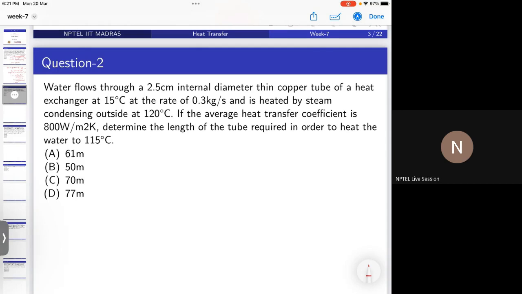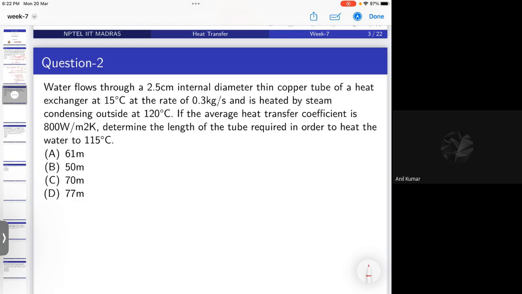Are you able to solve this? Sir, I am just trying. Okay. Can you please say what is the boundary condition? We have studied two types of boundary conditions. It's constant heat flux and constant temperature. So which one comes first?